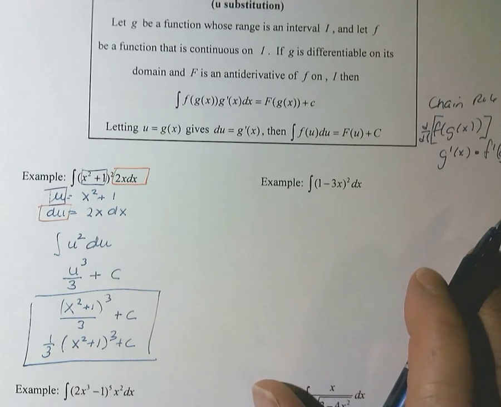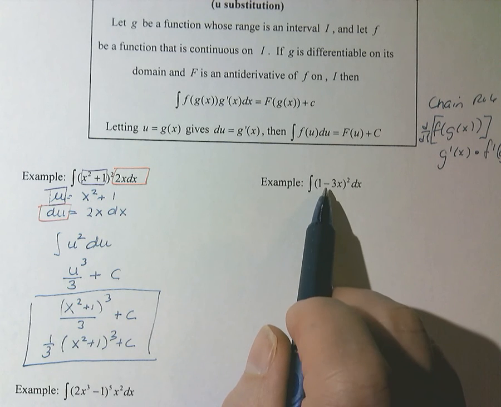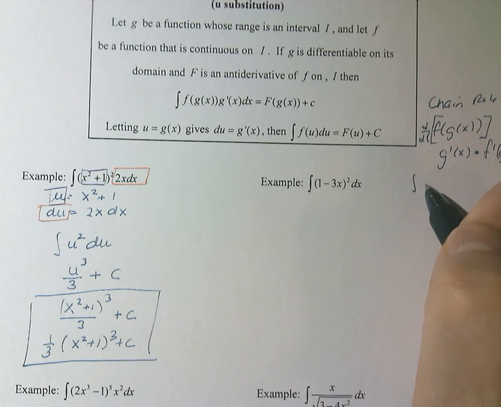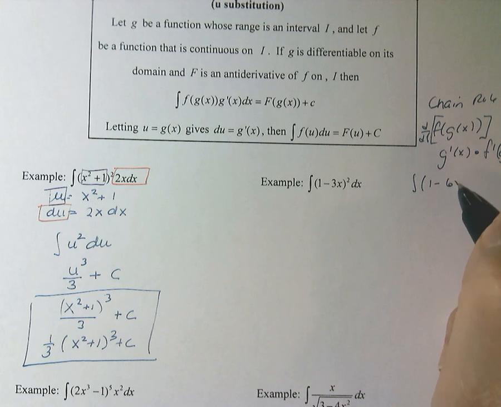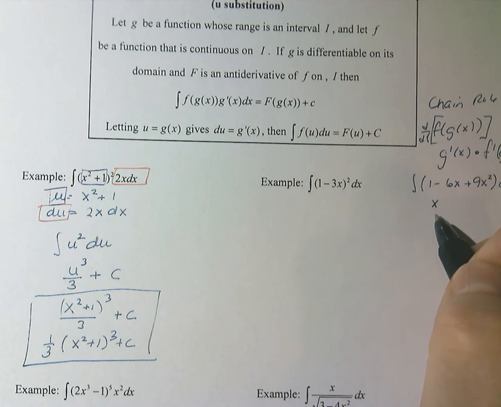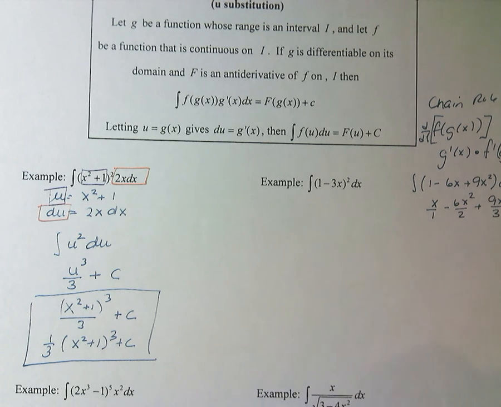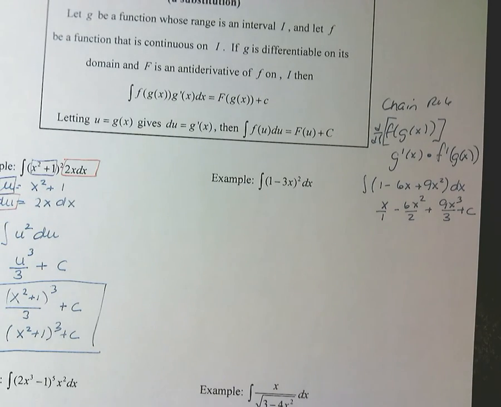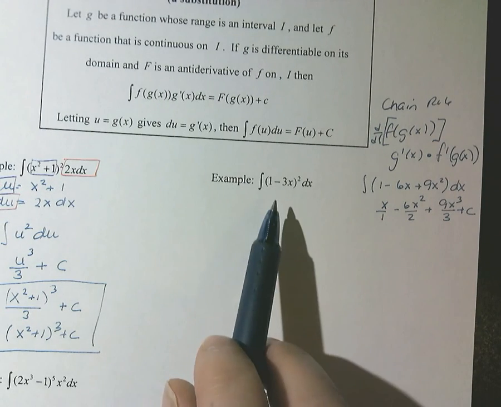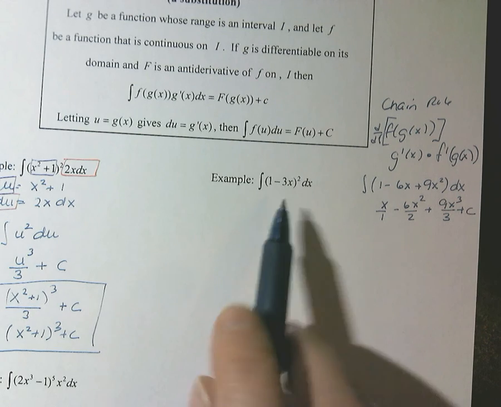My next example is similar to this, and I could expand this fairly easily and get 1 minus 6x plus 9x squared dx. So then when I integrate that, I'd have x minus 6x squared over 2 plus 9x cubed over 3 plus c. And that's not difficult. But I'm going to go ahead and show you what happens with u substitution.